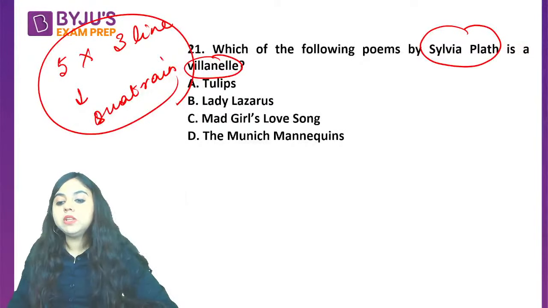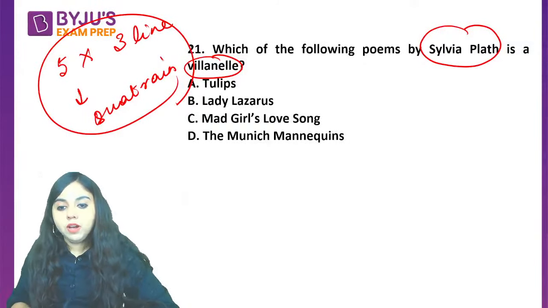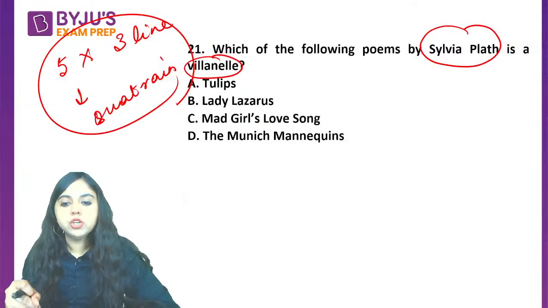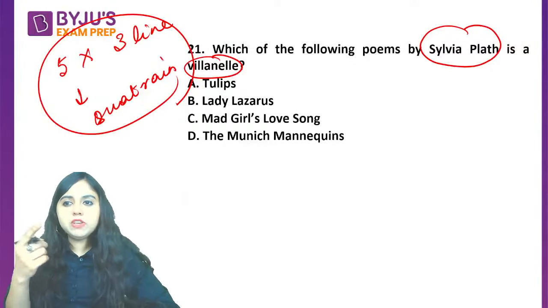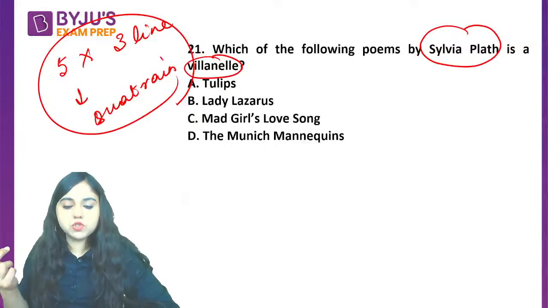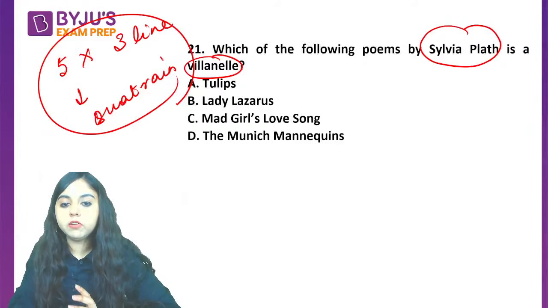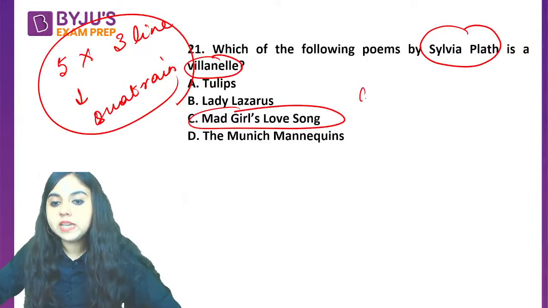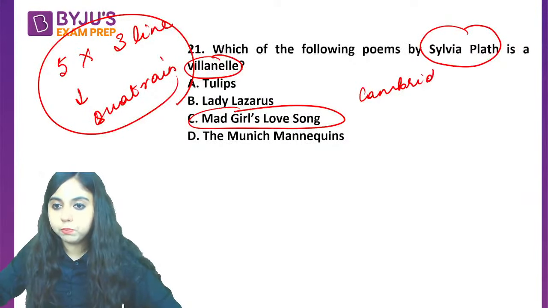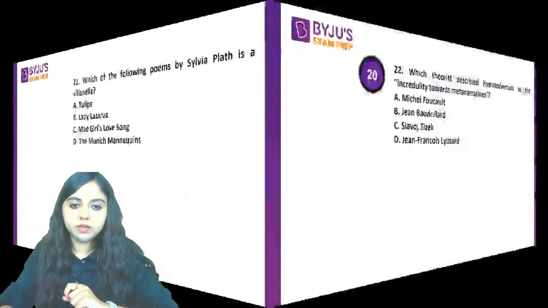Sylvia Plath experimented with this form in Mad Girl's Love Song, which she wrote while she was a student at Cambridge. The work deals with several themes like heartbreak and psychological breakdown. Just like we saw Kamala Das writing on confessional topics, Plath was also a confessional poet. So I hope it's clear that there are 19 lines in a villanelle, the form we're talking about. Again, rhetoric and prosody only. Plath is an important 20th century poet, has to be done in a little greater detail. You can make short little notes on that.